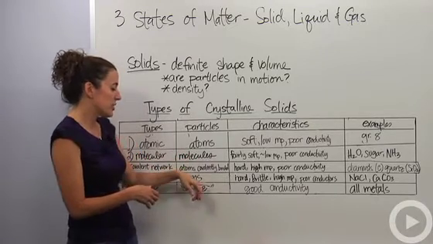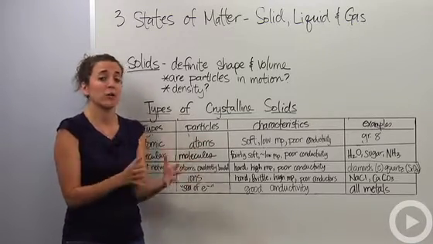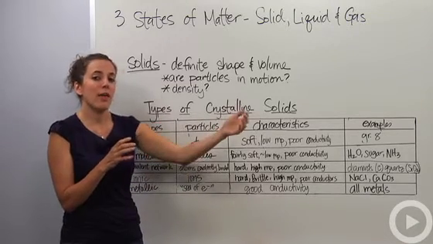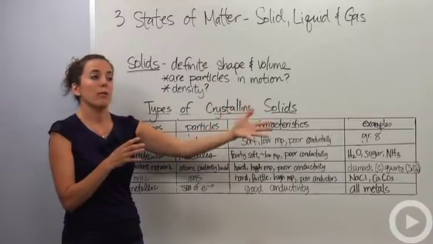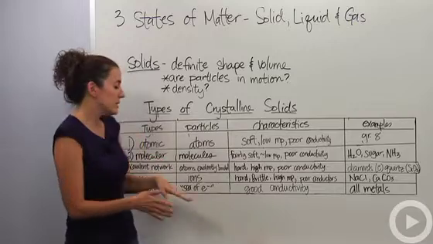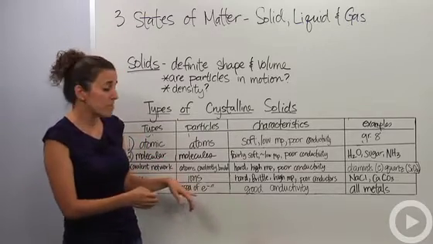And the reason I have a sea of electrons here is because of how metallic bonds are created. They're held together through their positive cations, and then their valence shell electrons make the sea of electrons, or delocalized electrons, shared all throughout the whole solid. So that's where the sea of electrons comes from.